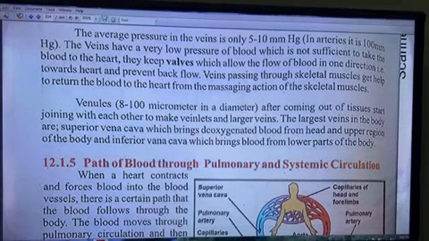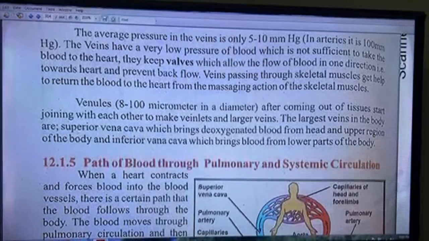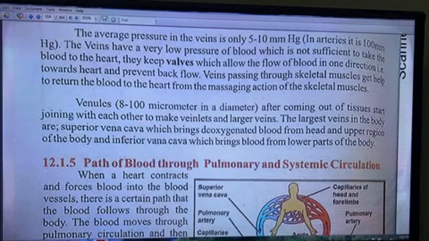They have valves which allow the flow of blood in one direction, for example, toward the heart, and prevent backflow. Veins passing through skeletal muscles get help to return the blood to the heart from the massaging action of the skeletal muscles.